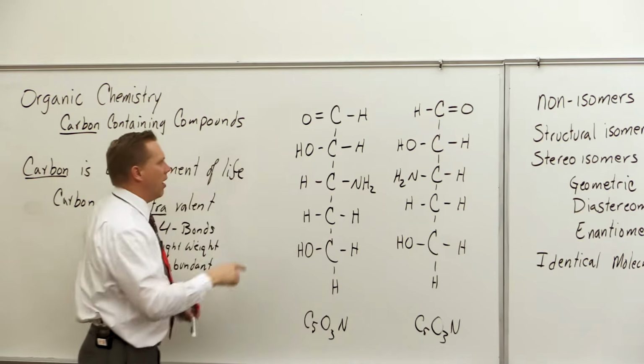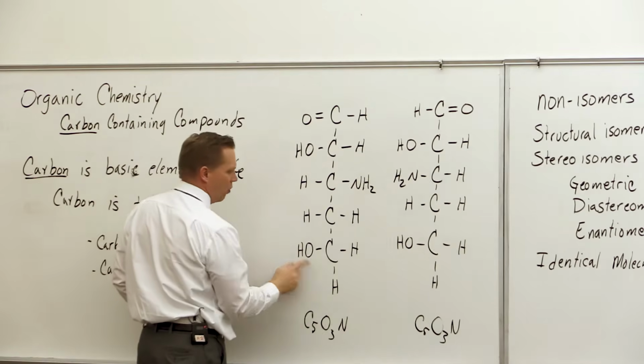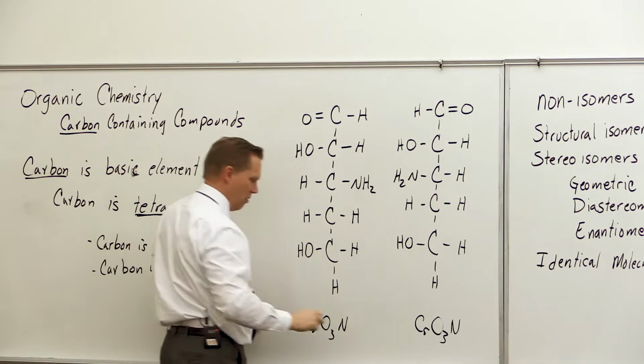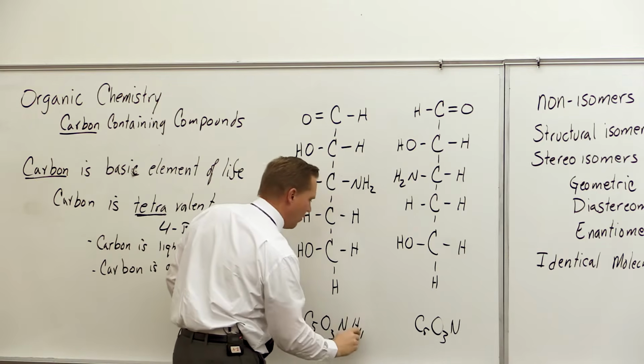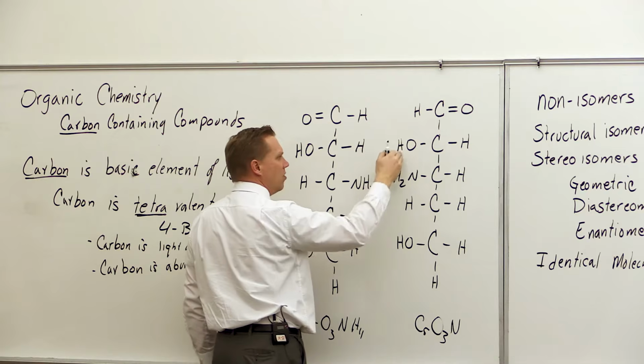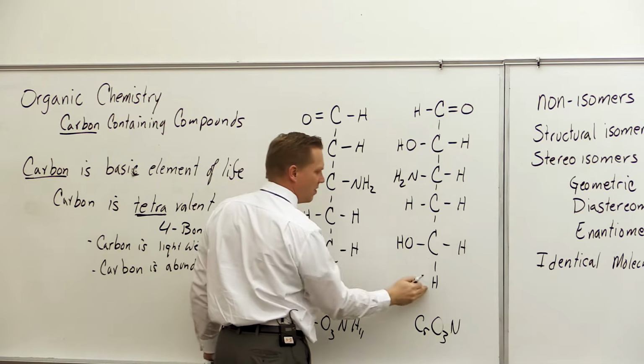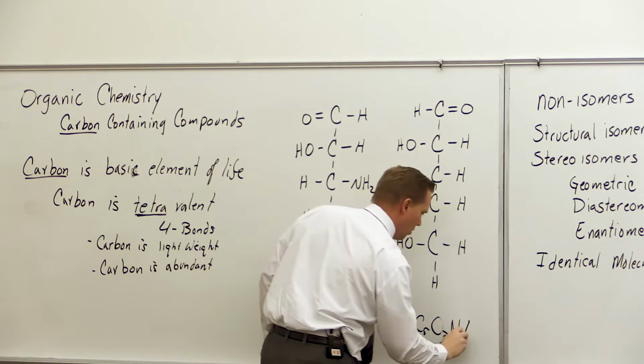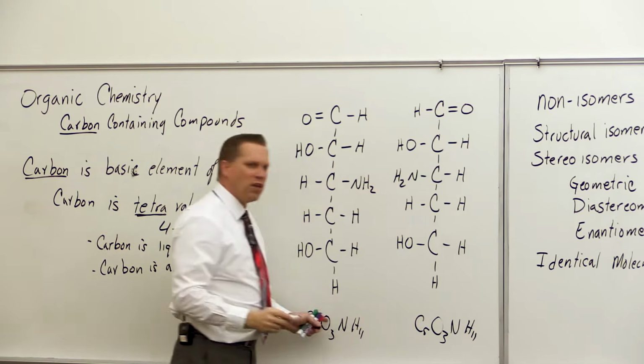Now I could count my hydrogens. 1, 2, 3, 4, 5, 6, 7, 8, 9, 10, 11. So that's H11. How many do I have here? 1, 2, 3, 4, 5, 6, 7, 8, 9, 10, 11. Those are the big four.